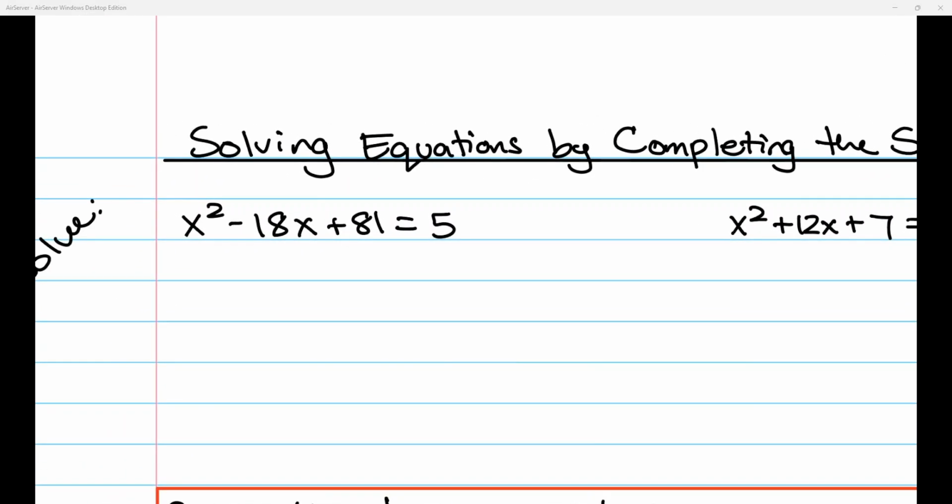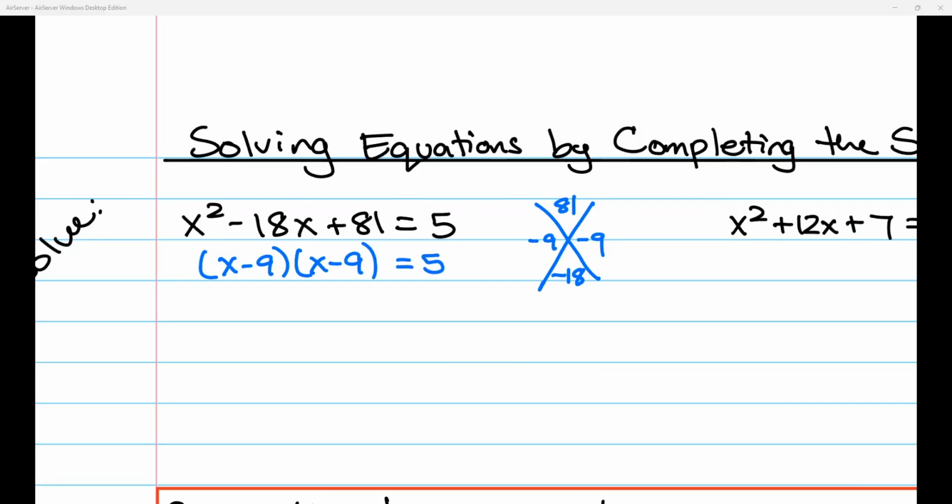Notice that these three terms are factorable, and what I mean by that is I can make an x out of it, and I need two numbers that multiply to 81 and add up to negative 18. Those numbers would be negative 9 and negative 9. Because there is no number in the front, I can easily put these in parentheses and write this as (x minus 9)(x minus 9) is equal to 5.